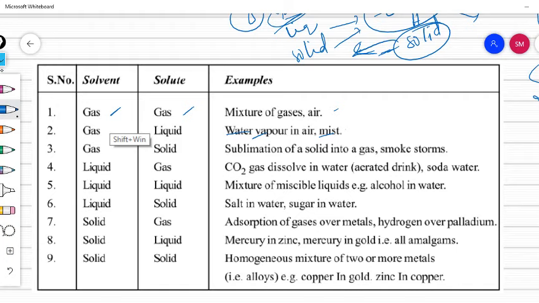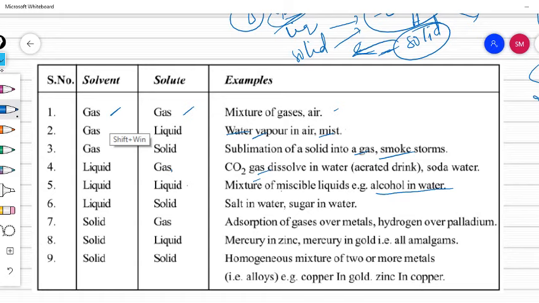Next, solid in gas. Solid in gas is soot, smoke or dust. Next, gas in liquid. For gas in liquid, you can consider carbonated water, that is soda. And liquid in liquid, you might have seen many mixtures.